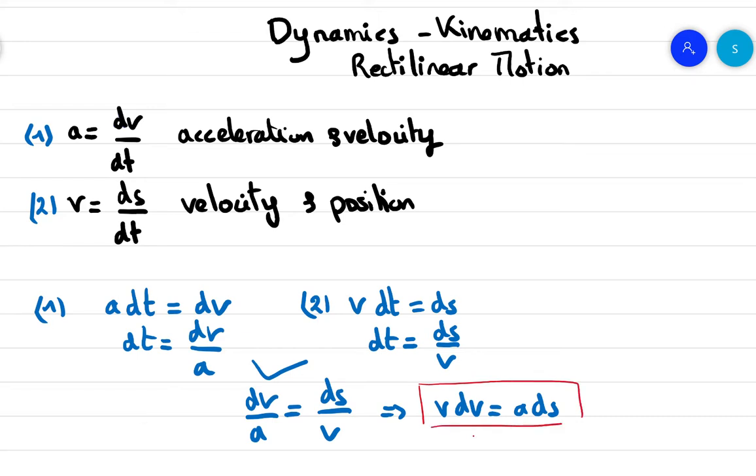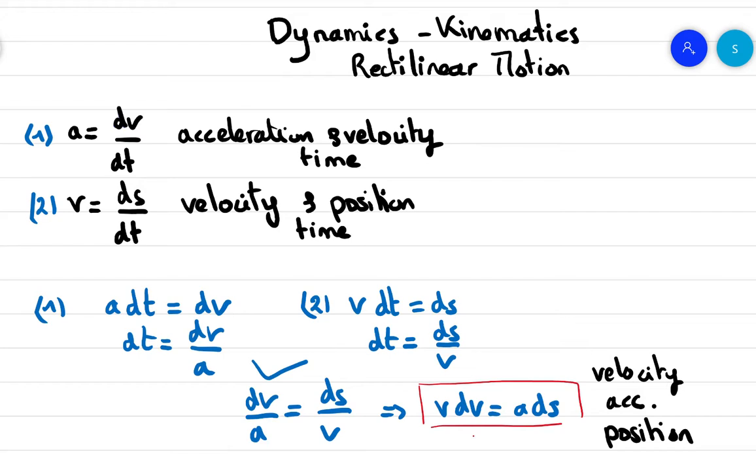So those two first were acceleration, velocity, and time. And this one, there's no time anymore. We just have velocity, acceleration, and position. So you see, this formula is just a combination of the two first formulas.